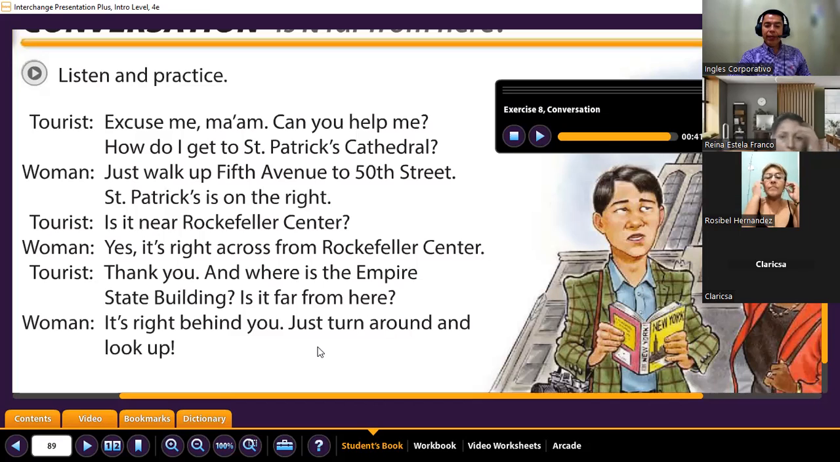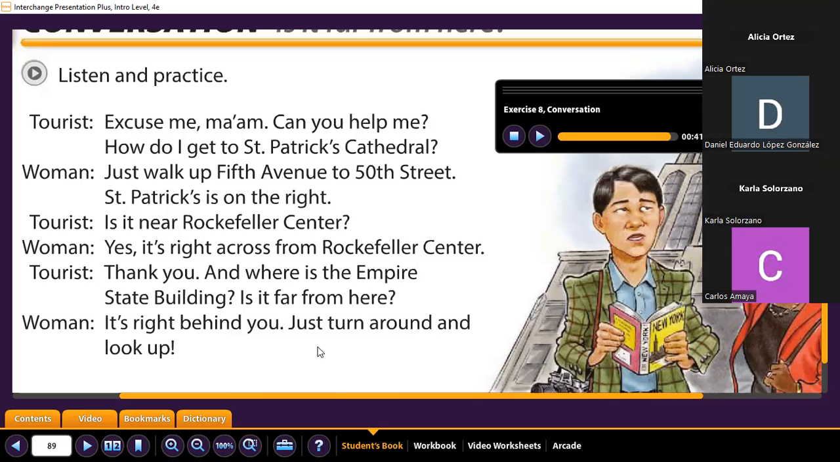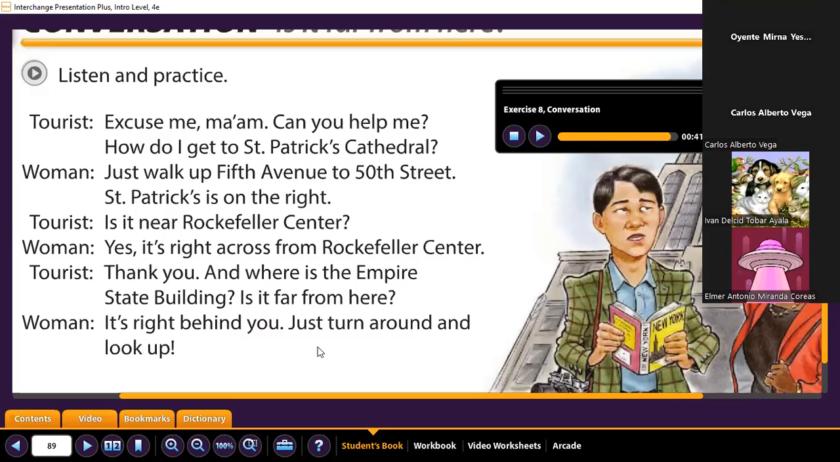Volunteers, raise your hands. Manita arriba, vamos a ver. Rosy, no, me dejan siempre solita Rosy. Me fascina que... ahí está Kevin. Very good. Entonces vamos a poner... Kevin, ayúdame con Rosy, please. Kevin, you're the tourist. And Rosy is the woman, right? Are you ready?